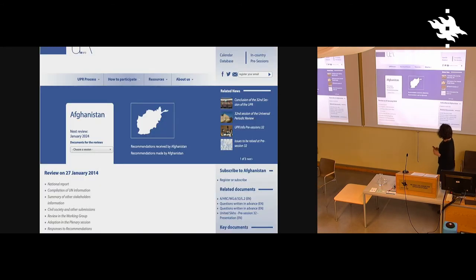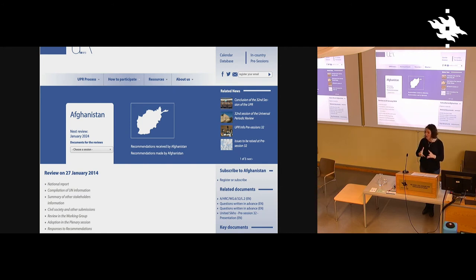But fortunately, there is an NGO watchdog of the mechanism called uprinfo.org, which makes access to these contributions much easier. Here, you can find them just by clicking on these links. Most people who participate in the Universal Periodic Review find information on this website rather than the website of the Office of the High Commissioner, which is a very messy website, even though it has improved since the first cycle.